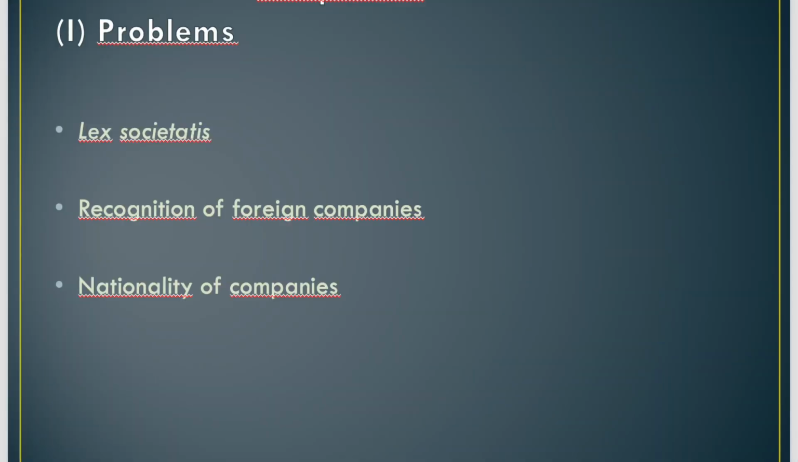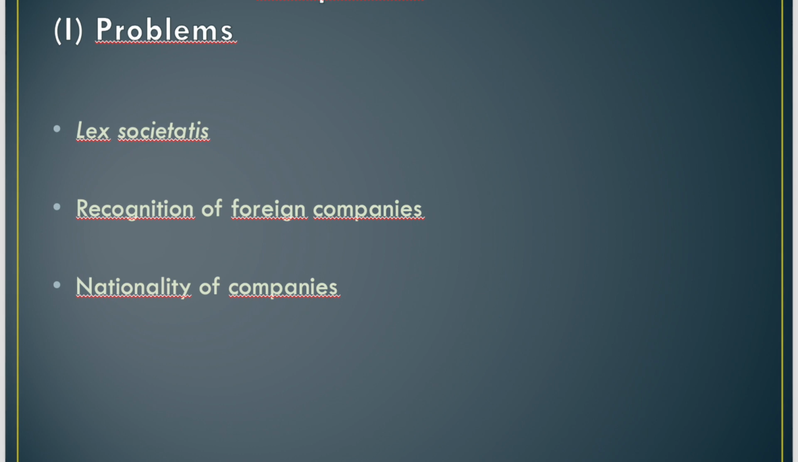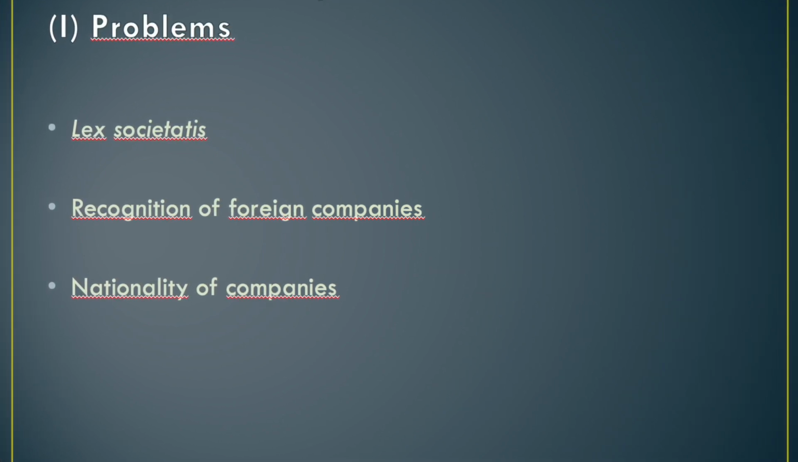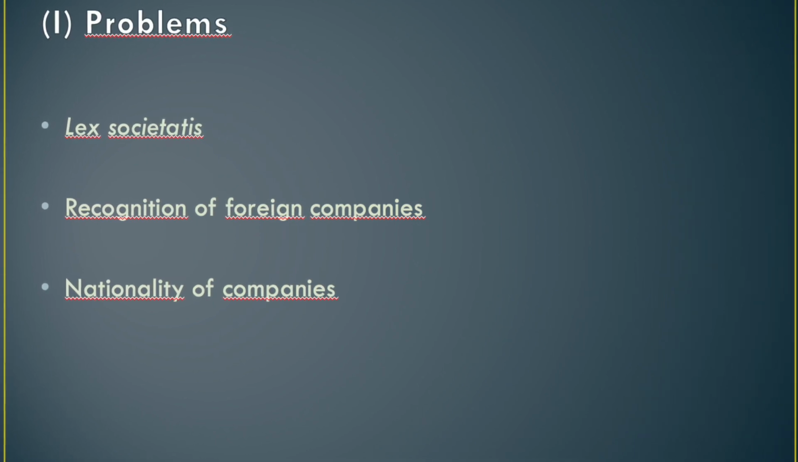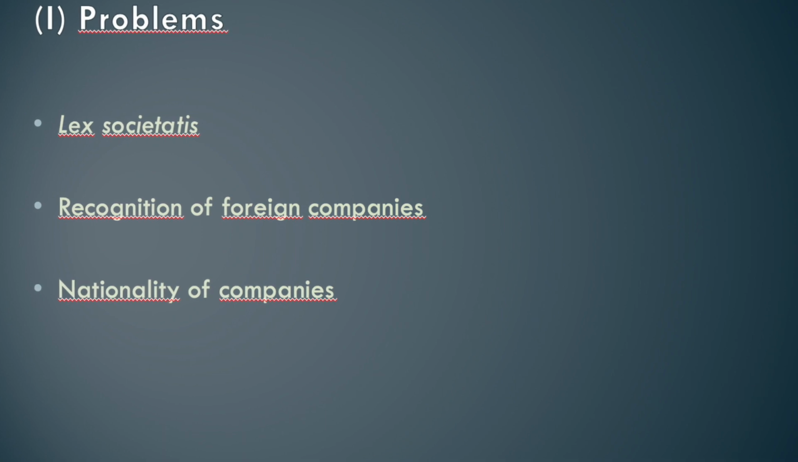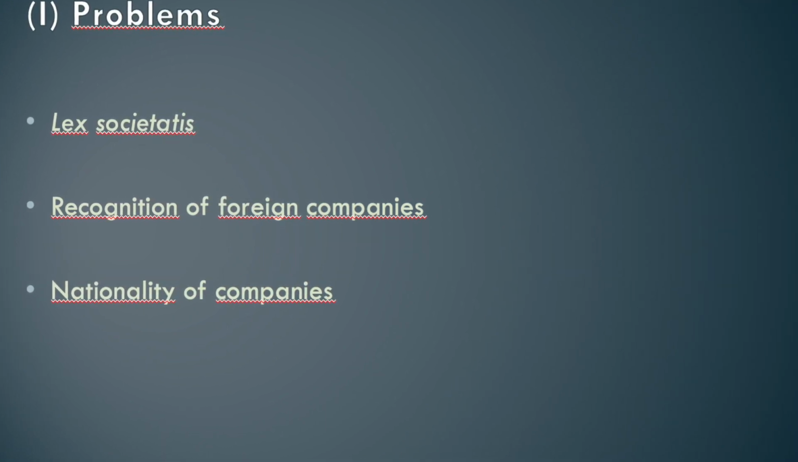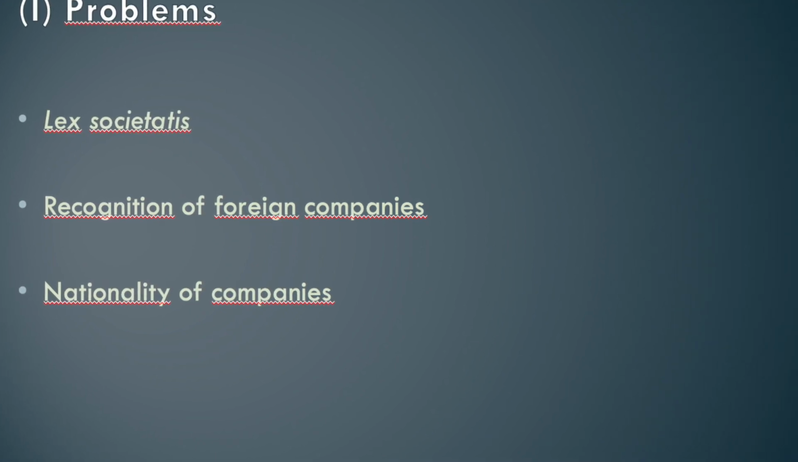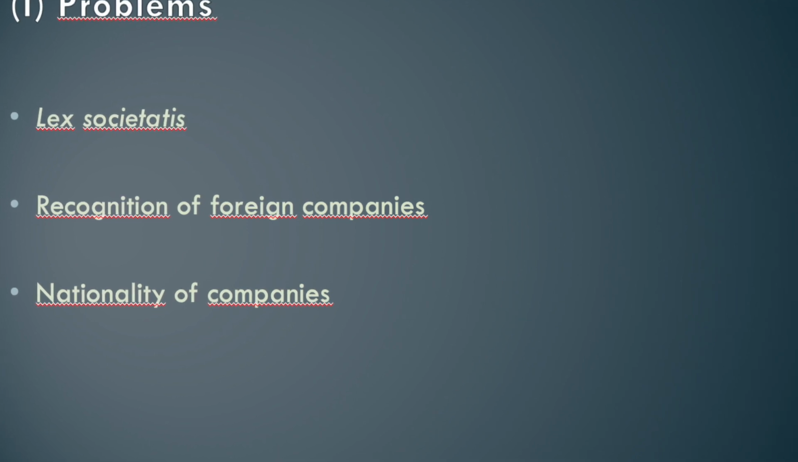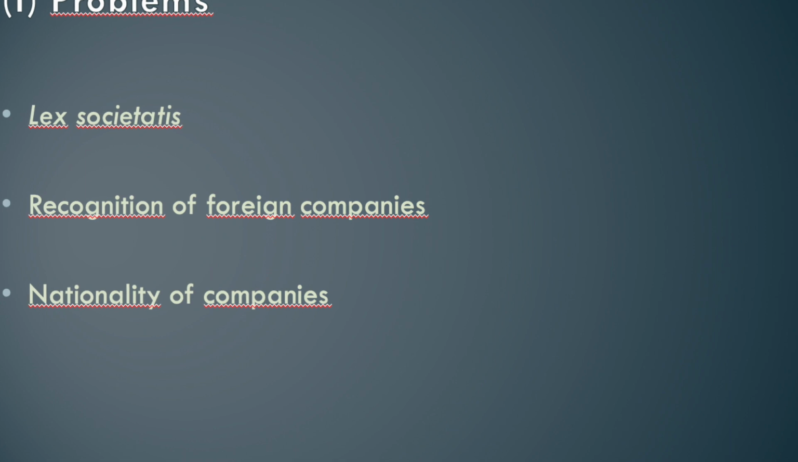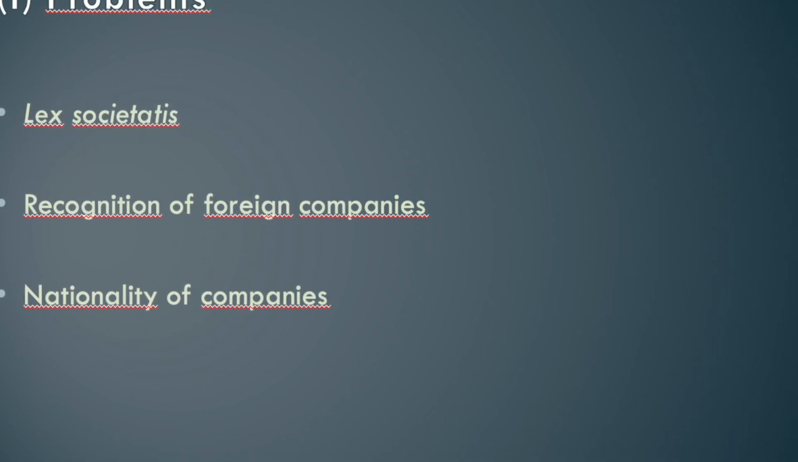And which are the problems we are facing in international commerce in relation with companies? Well, there are three main problems: recognition of foreign companies, lex societatis, and nationality of companies. At this point, we are going to consider that nationality of companies and lex societatis is the same problem. We are going to deal with this problem in a moment, but we are going to begin with recognition of foreign companies.